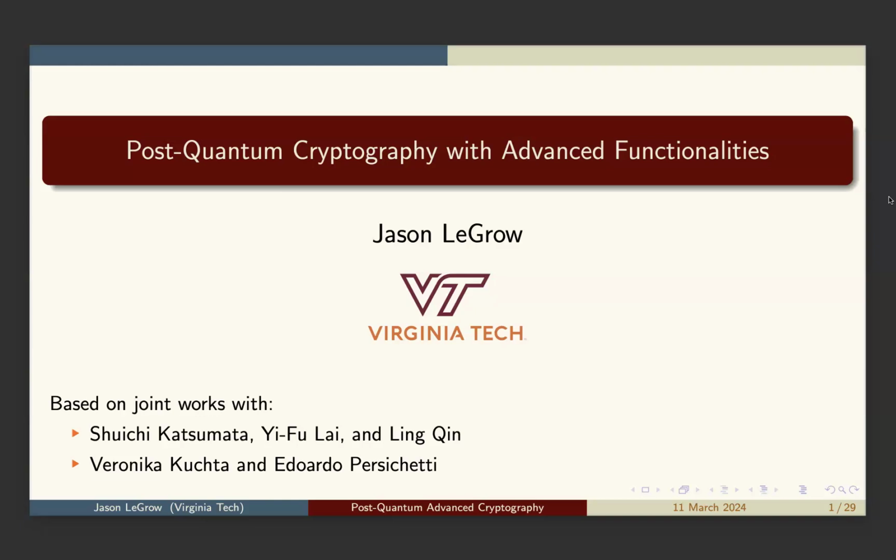Also, I just wanted to say, I'm going to be talking mostly about blind signatures. I'm going to mention other advanced functionalities in the middle, but mostly this is about blind signatures. My work on blind signatures, so there's sort of one paper and one manuscript. The first is the paper with Shuichi Katsumata, Yifu Lai, and Wing Chin from various places. This was at Crypto last year. And then other work with Veronica Gupta and Eduardo Persichetti. Veronica's here, but I'm sad that Eduardo can't be here, but I'll see him later this week, I hope, if he's back. Anyway, I just wanted to shout out my collaborators.